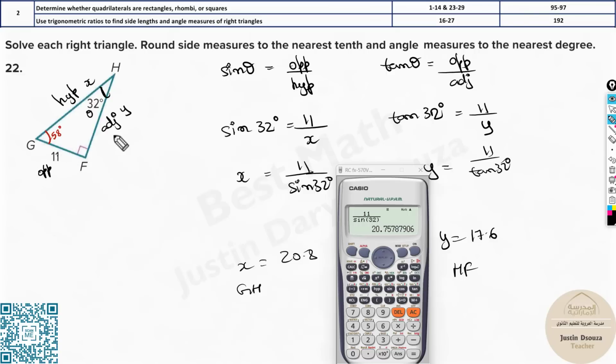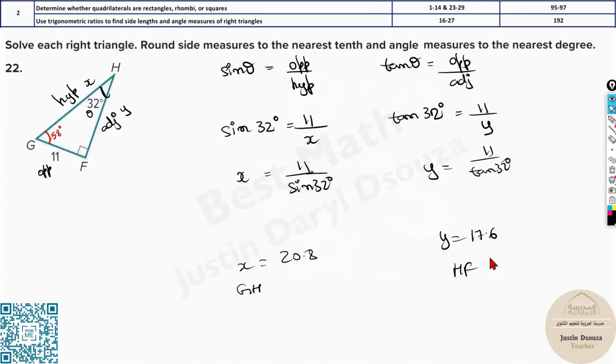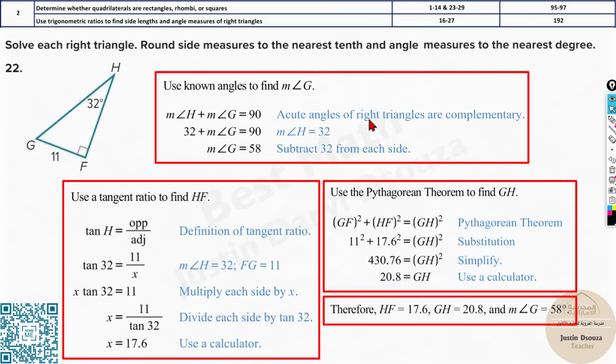Already one side was known and all the angles. So we have solved the entire right triangle. And over here as well, you can just change this to tan, and here we go. That's the answer. So this is how we solve all the sides.